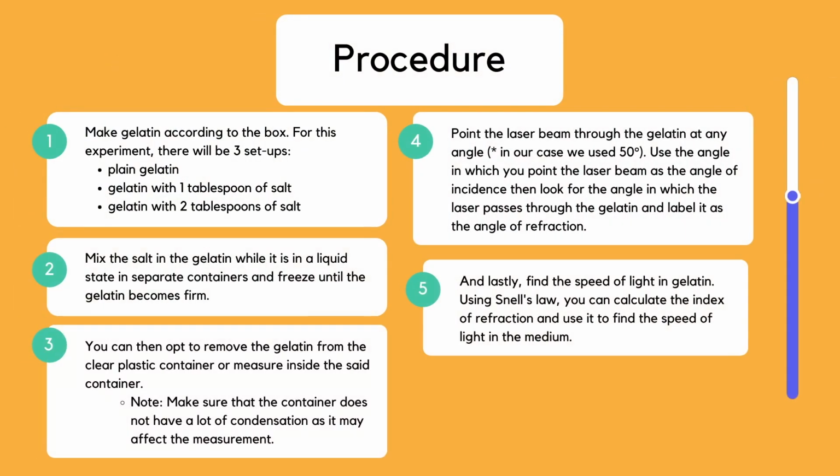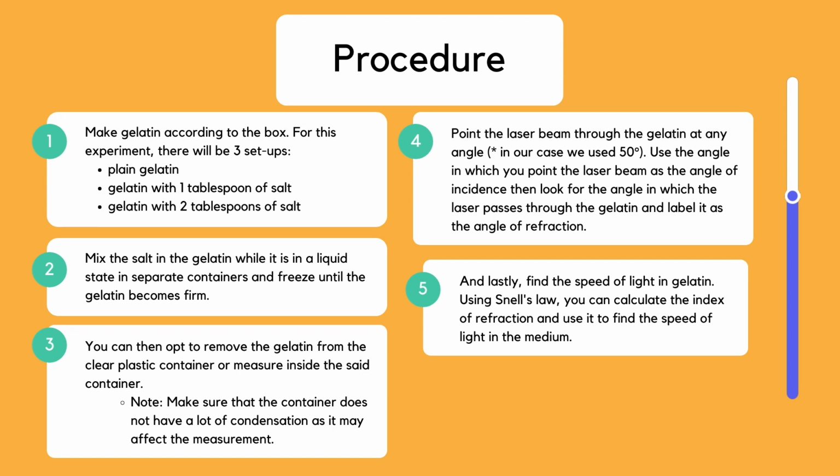So this is the procedure for our experiment. First, make gelatin according to the box. For this experiment, there will be three setups. First, the container with plain gelatin. Second, gelatin with 1 tablespoon of salt. And third, the gelatin with 2 tablespoons of salt.